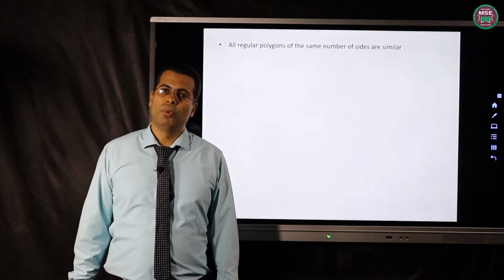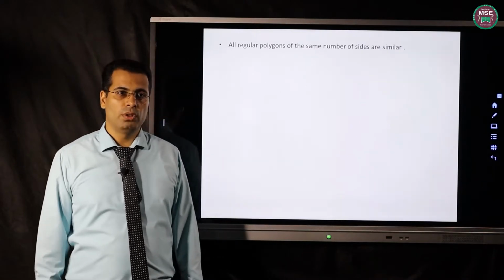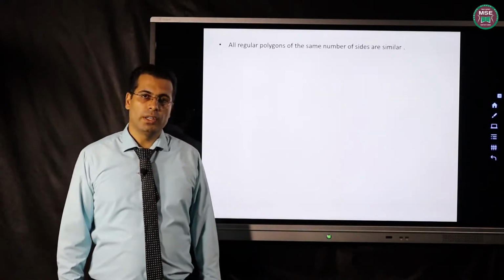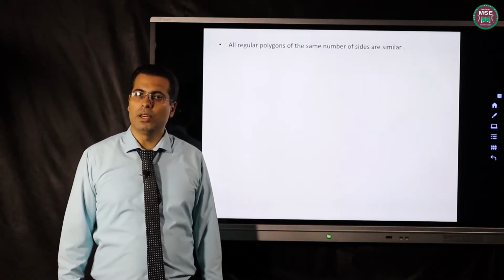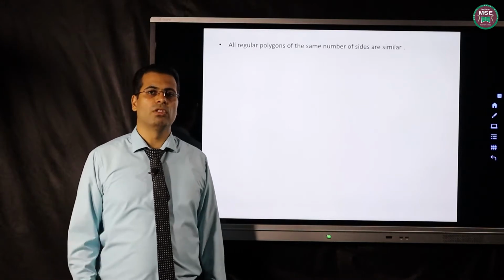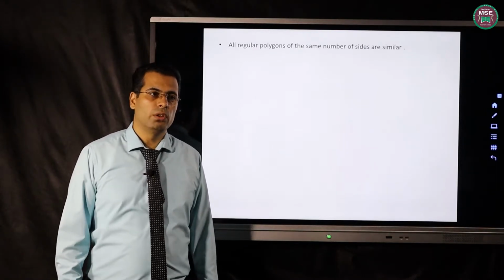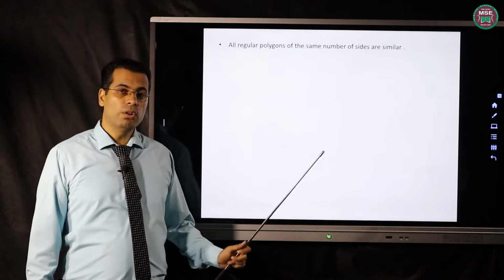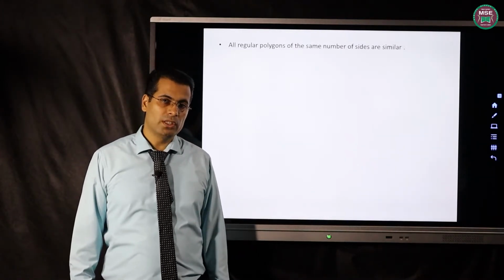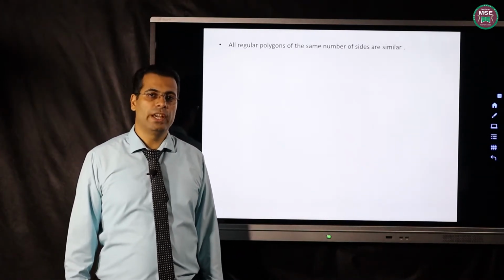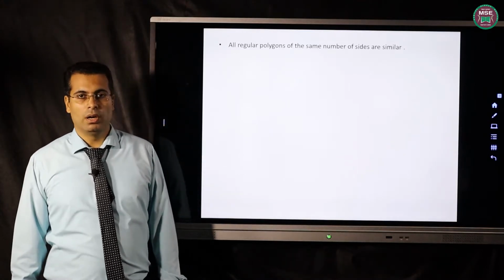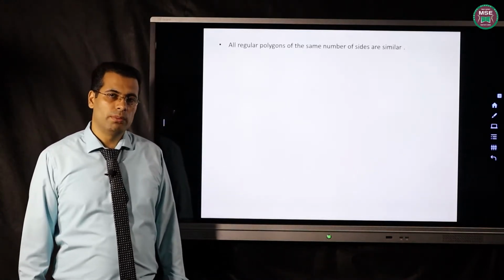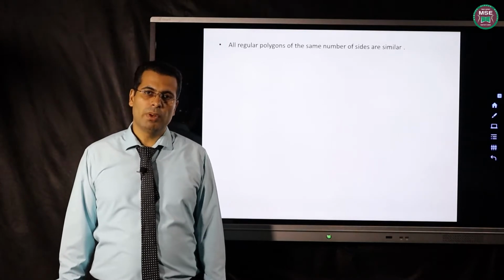What's the meaning of regular polygon? A regular polygon is a polygon with all sides equal in length and all angles equal in measure, such as an equilateral triangle, square, regular octagon, and so on. All regular polygons with the same number of sides are similar, such as all equilateral triangles are similar, all squares are similar, all regular pentagons are similar, and so on.